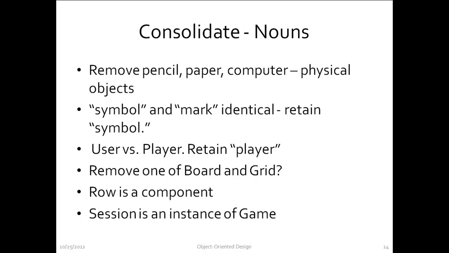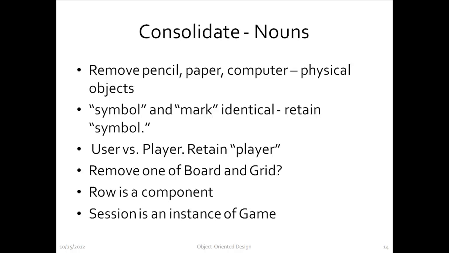So now let's do the consolidation. The first thing, of course, is you've got to understand what each object means. So you'd actually go through a definition step and write down the definitions of all these different objects. Once you do that, you can then do the consolidation. Here are some consolidations you might do. You might remove pencil and paper from the list of candidate classes as physical things not relevant to a computer-based game. You might observe that symbol and mark are identical and decide to retain symbol. Could retain mark as well. Observe that nought and O and cross and X are identical, so remove one of them.